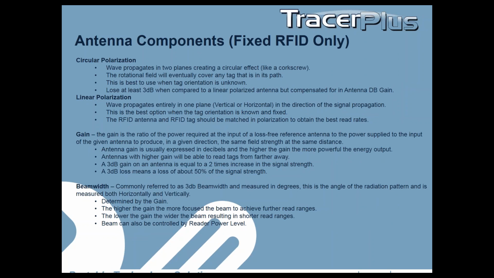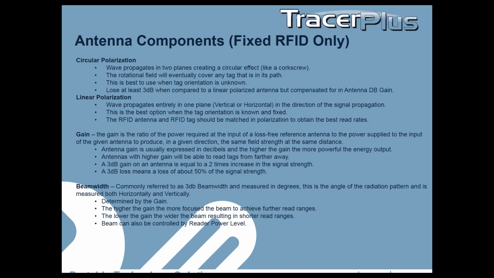All right, so the next thing I want to talk about is antenna components. This is for fixed RFID only, but it's what gets a lot of people tripped up in some of the terminology that's mentioned. If you've ever looked at an antenna spec sheet, you may see things like polarization, gain, beam width, among other things. There are some other things like VSWR, front-to-back ratio, axial ratio, but I'm not really going to talk about those. I just want to talk about the key factors in choosing your antenna and what you should be looking for.